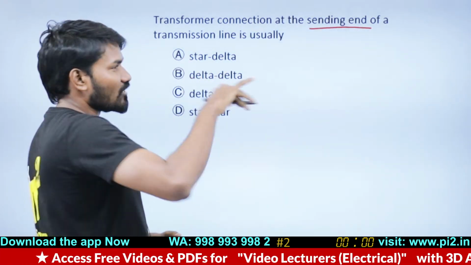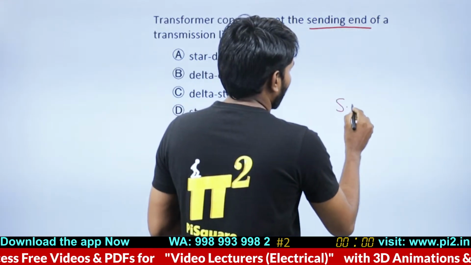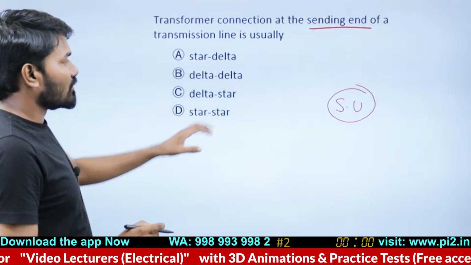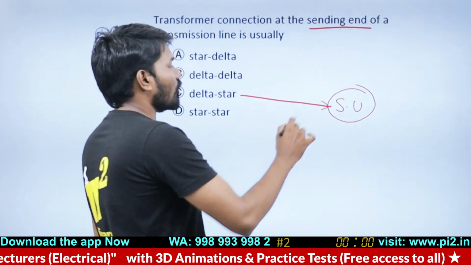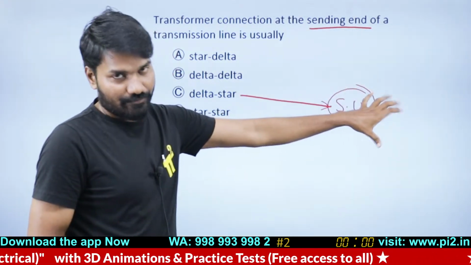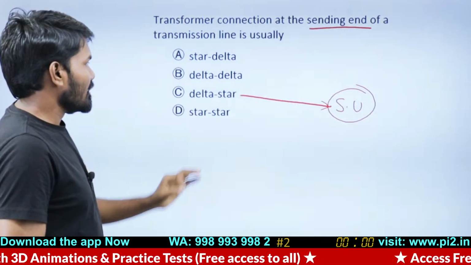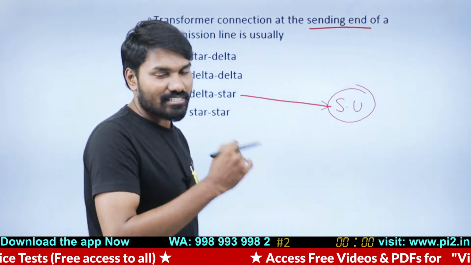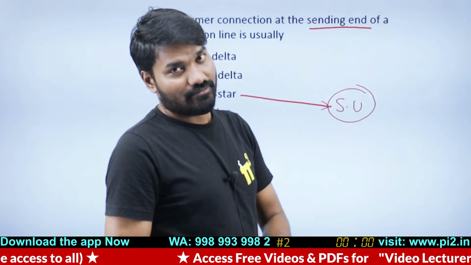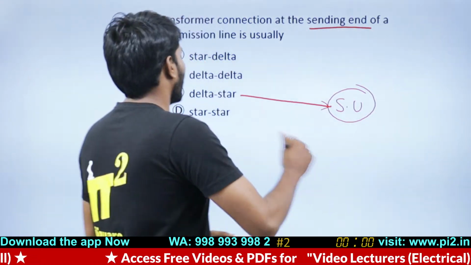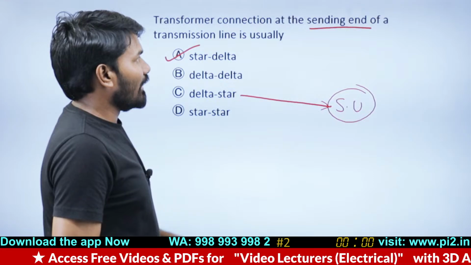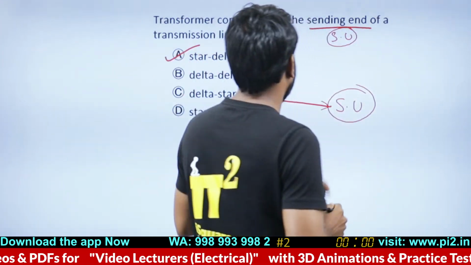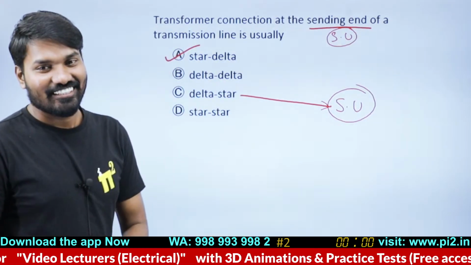It is actually speaking for step up operation. Out of all these combinations, this is the more viable combination for step up operation. Usually if you see step up operation, delta star transformer is viable. But we use star delta at the sending end, though we require step up here. We use star delta, not delta star. Reason?